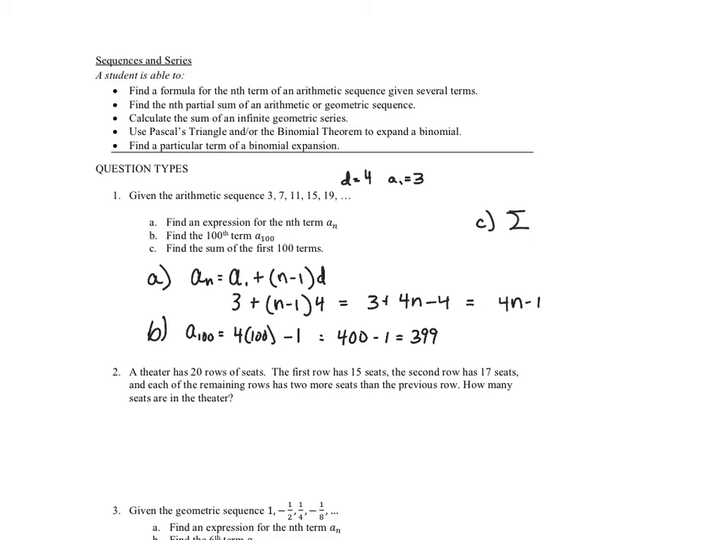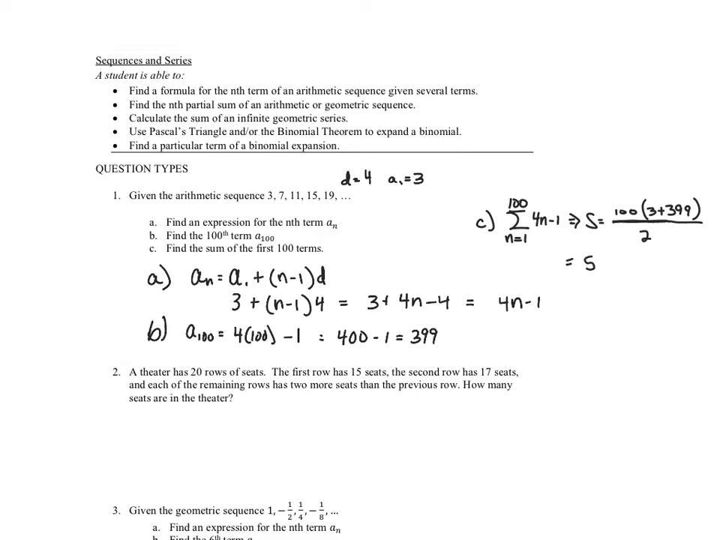Part C, the sum of the first 100 terms. The formula for the partial sum of an arithmetic sequence is sum equals the number of terms that we're adding, and then the sum of the first term plus the 100th term in this case, because we're adding 100 terms, divided by 2.